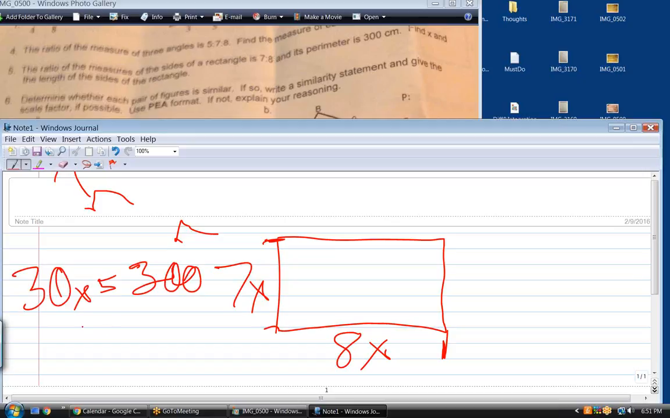So x equals 10, which makes this side 70 and this side 80.